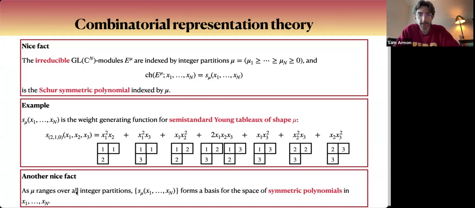So the Schur polynomials are symmetric, and in fact, if I let mu range over all integer partitions, the set of Schur polynomials forms a basis for the space of all symmetric polynomials in the variables x1 through capital N. So we see that the symmetric polynomials take on a particular importance in many different areas of combinatorics, but in particular here in GL representation theory.